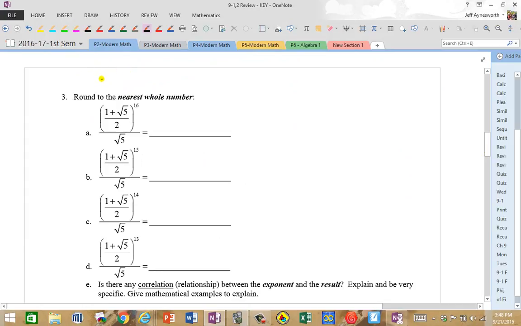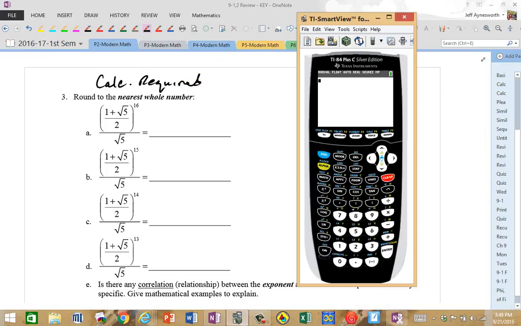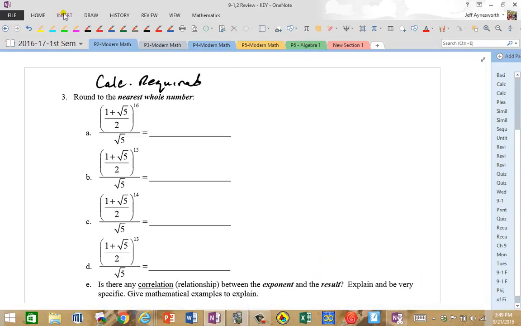Okay, so here, calculator required. So let's enter it in. Here we go. So I'm going to do the step-by-step approach. So 1 plus root 5 and hit enter. Divide by 2, enter. Raise to the 16th power. Okay, there's your numerator. Divided by root 5. Okay, there's the entire thing on the calculator. Now I need to round to the nearest whole number, which is 987. Okay, so let me capture this here because I want you to see it.